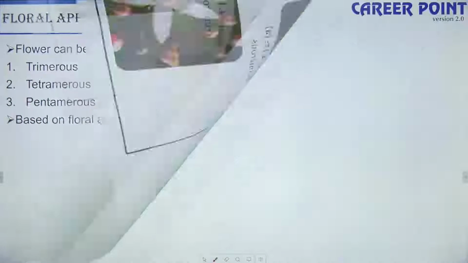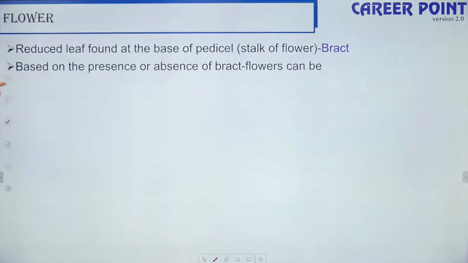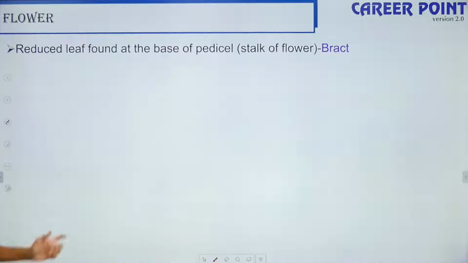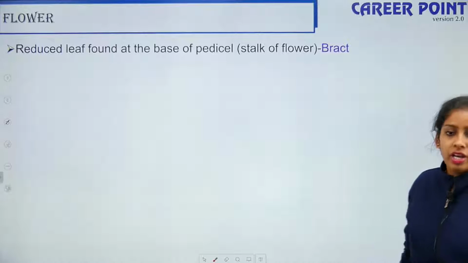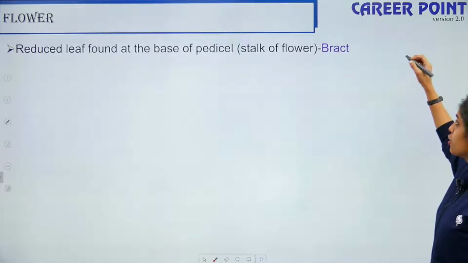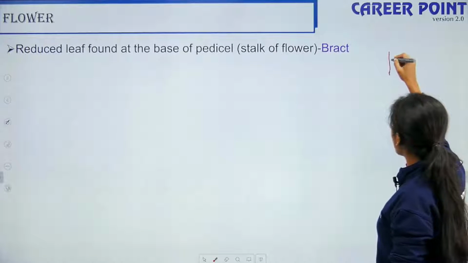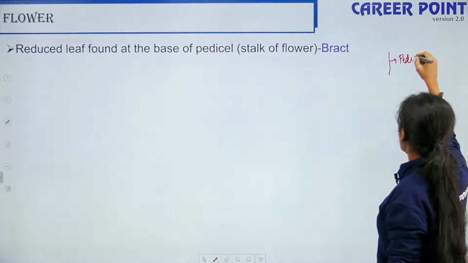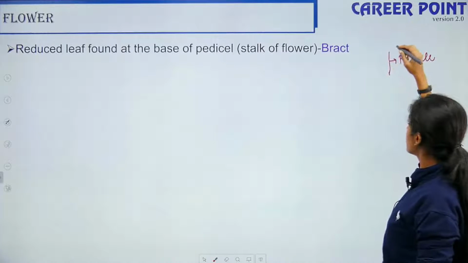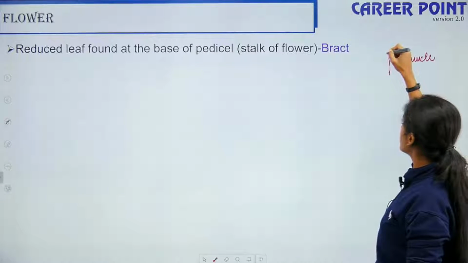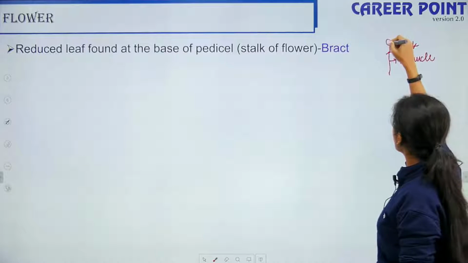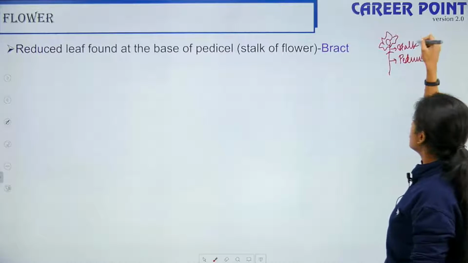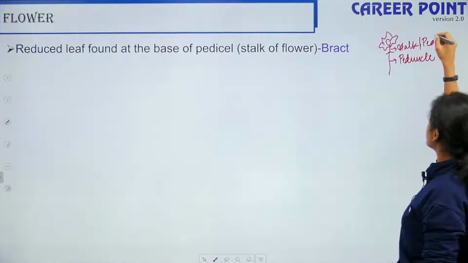So moving forward to the next part. The bract is the reduced leaf found at the base of your pedicel. The pedicel is known as the stalk of the flower. Okay. So the main axis is known as the peduncle. So this is your peduncle on which the flower arises. From the peduncle, this is the thalamus, and then you have a stalk, and then your flower arising. So this is known as your pedicel.